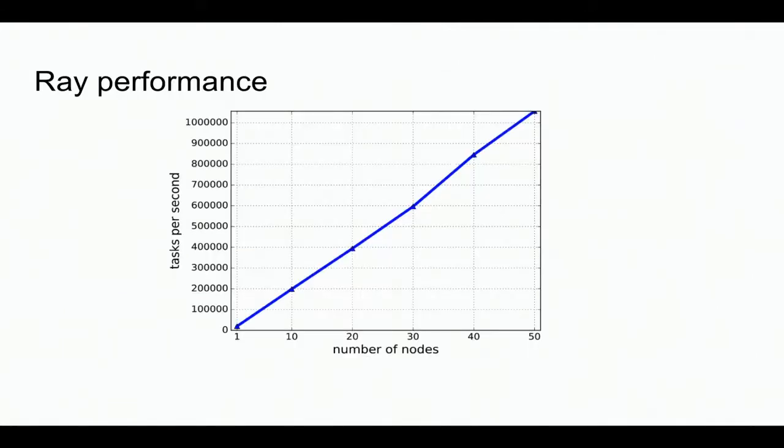Okay, so let's now see how this architecture allows us to achieve the performance goals that Robert was talking about. In this plot, on the x-axis, we plot the number of nodes, and on the y-axis, you have the tasks per second. As you see, the scaling is approximately linear. And on 50 nodes, we can get 1 million tasks per second throughput.